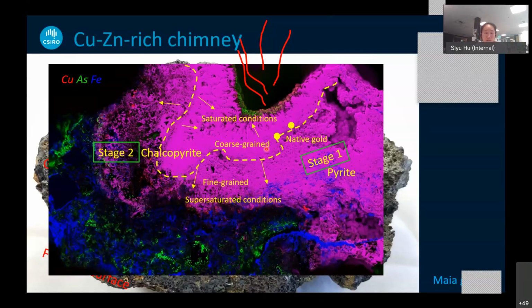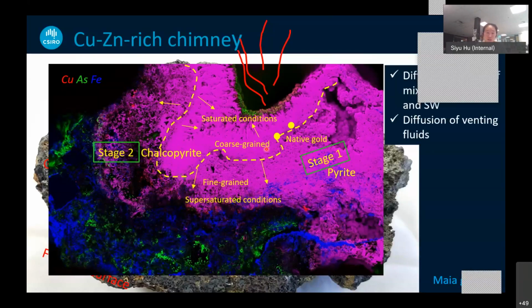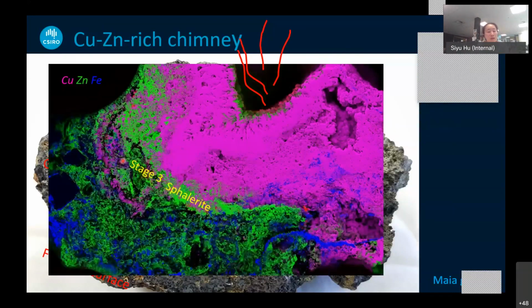The information we can get includes that this region involves different degrees of mixing between the venting fluid and seawater. And also we can see how the venting fluid diffused into the space out of the wall when it initially formed. Then we have the later stage sphalerite overgrowing the fine-grained chalcopyrite here.